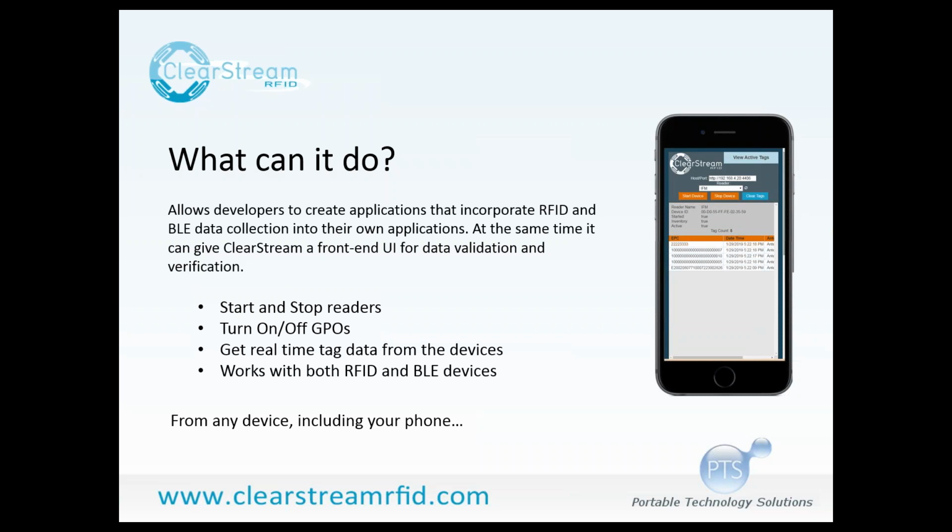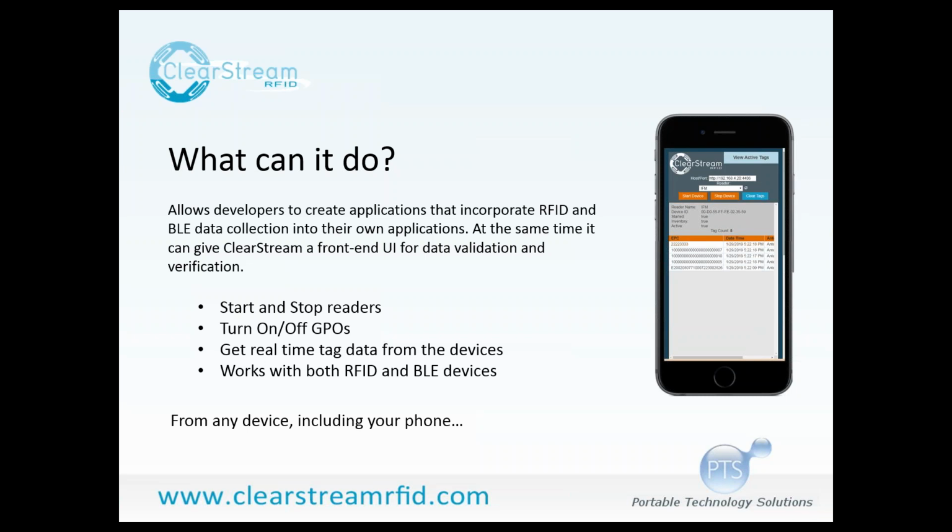So again, it allows you to start and stop readers. It allows you to turn GPOs on and off. So maybe if at a workstation something happens, you can have outside software power up the GPO through ClearStream so that a light comes on at that location. You can get then the real-time tag data from these devices as well.